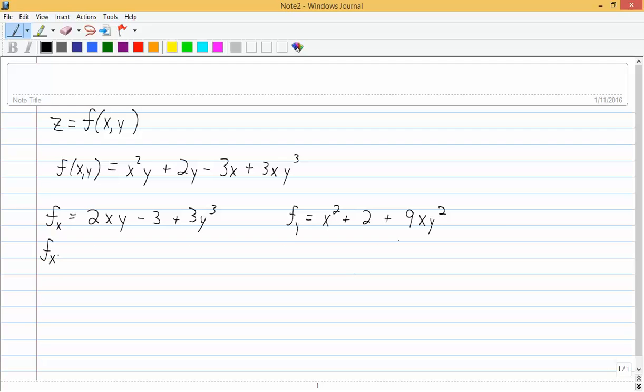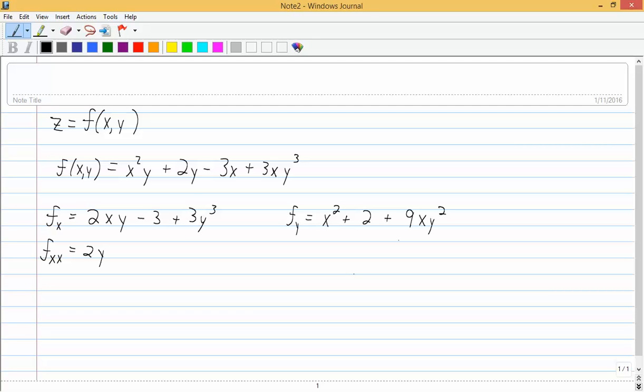if I want to find the partial derivative of the first partial derivative with respect to x, then this is how it's notated. I take the derivative of the first partial derivative with respect to x, I do that with respect to x. So what would that derivative be? Let's see. This is the only term that has an x in it, so it would be 2y, right? The derivative of x to the first is just 1. And then the derivative of this term is 0, the derivative of this term is 0.